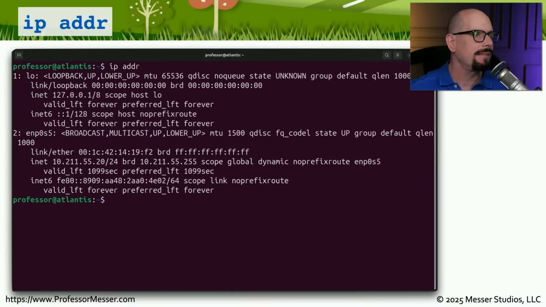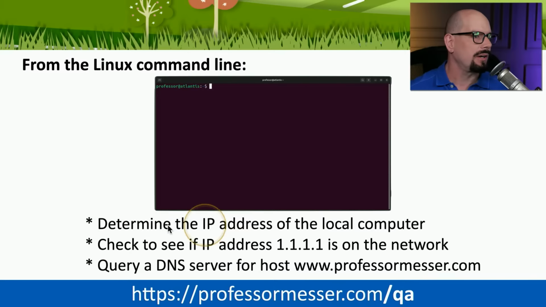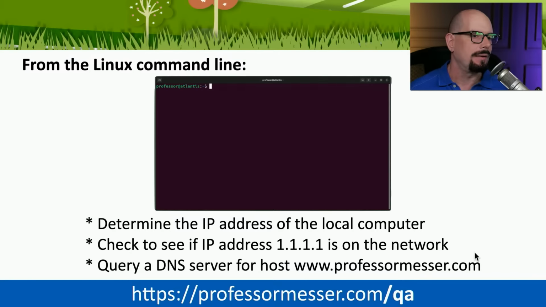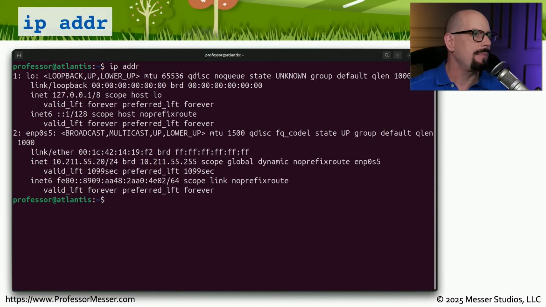Those are the three. The last one on our list is to query a DNS server for host www.professormesser.com. So we've got a number of different options there. There's our ip command. And as I mentioned, the ifconfig command is a valid command that you could use in Linux as well.